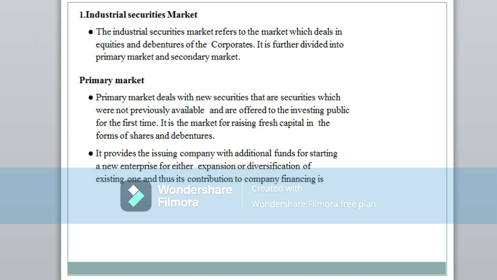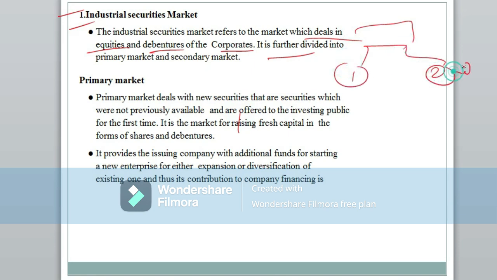So there are industrial security markets. The industrial security market refers to those markets which deal with the equities and debentures of the corporates, and it is further divided into primary market and secondary market. So how is the industrial market? There is the primary market and the secondary market.